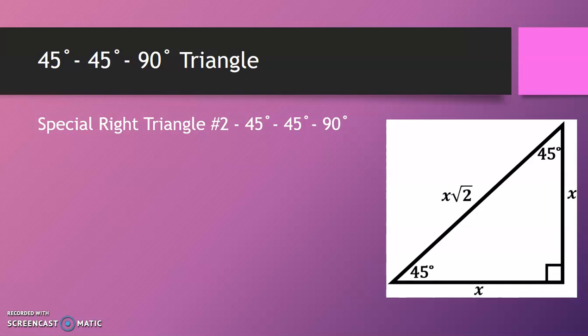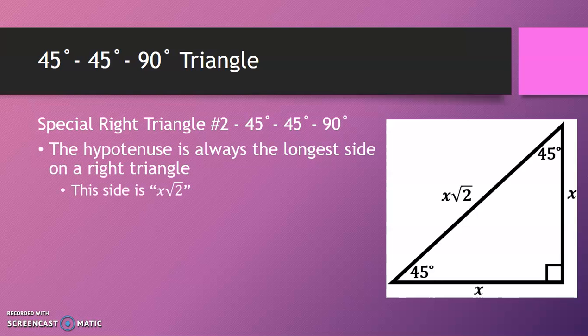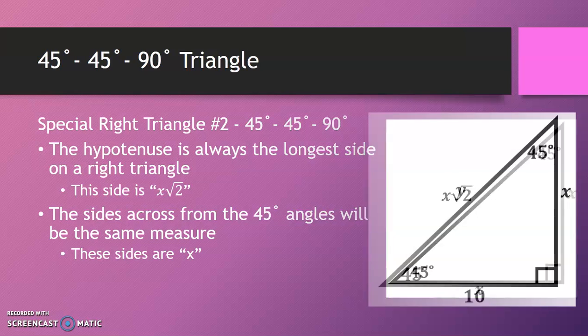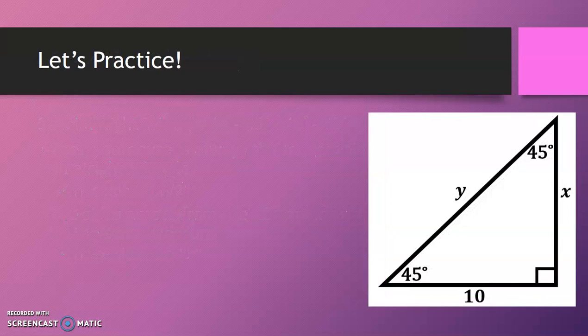Now across from the right angle, the hypotenuse side is going to be x square root of 2 for this triangle. This is basically an isosceles right triangle because you have two congruent sides. The hypotenuse again is always the longest side on the right triangle, and so that side is going to be represented by x radical 2. And the sides across from the 45-degree angles will always be the same measure, and so those are just called x. Let's do a practice problem.